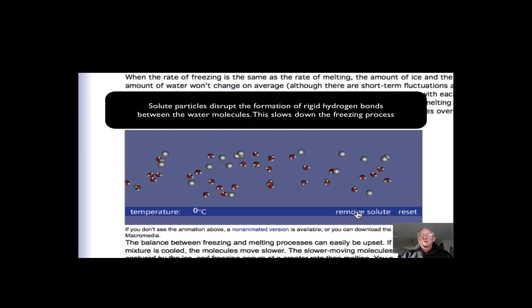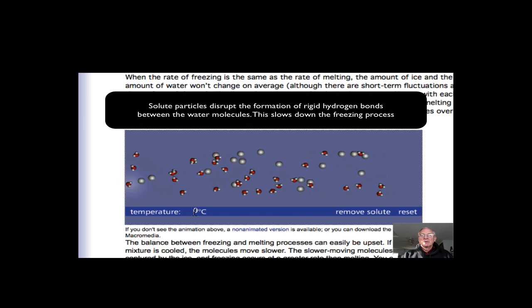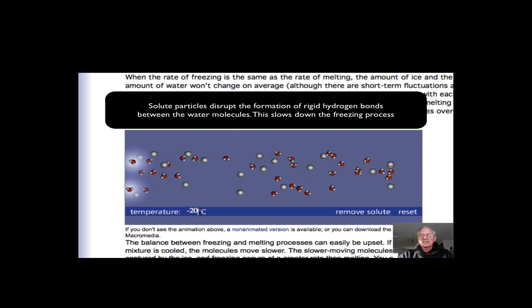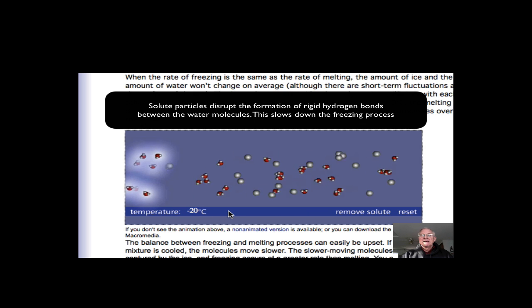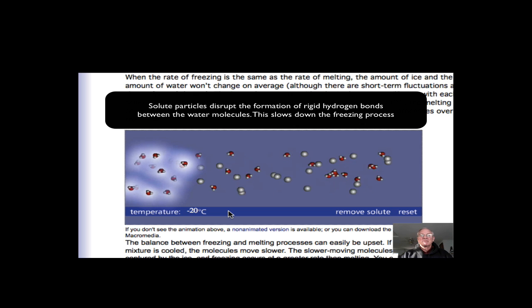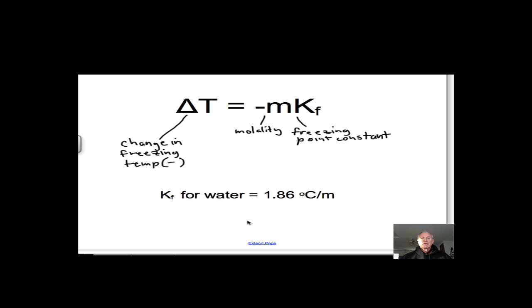So now in order for the ice to form, the particles of the water have to be slowed down to even a greater extent than they normally would in order to freeze. And you can see as I drop the temperature quite a ways down, now the ice crystals begin to form. So just like there was an equation to calculate the elevation of the boiling point, there's an equation to calculate the depression of the freezing point.